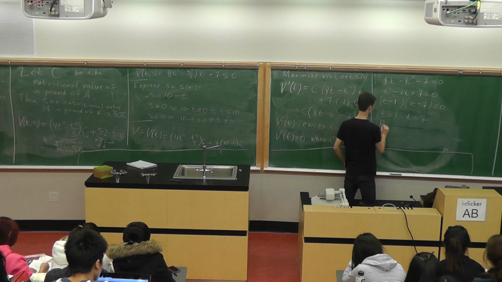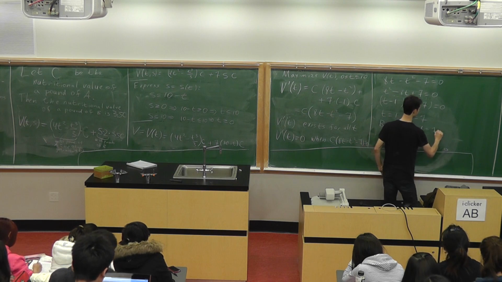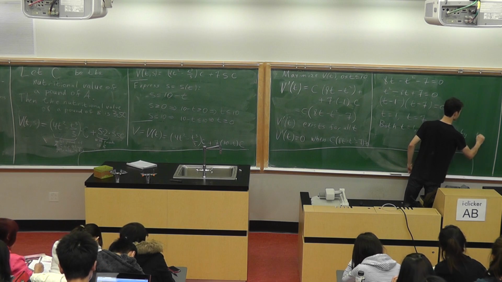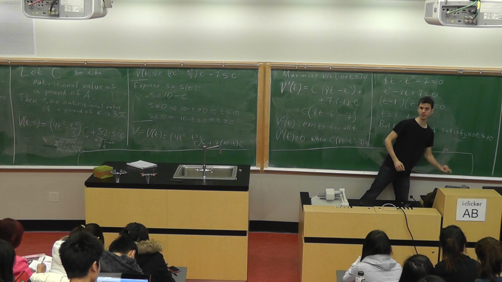So both t equal to 1 and t equal to 7 satisfy our constraint that t is between 0 and 10.